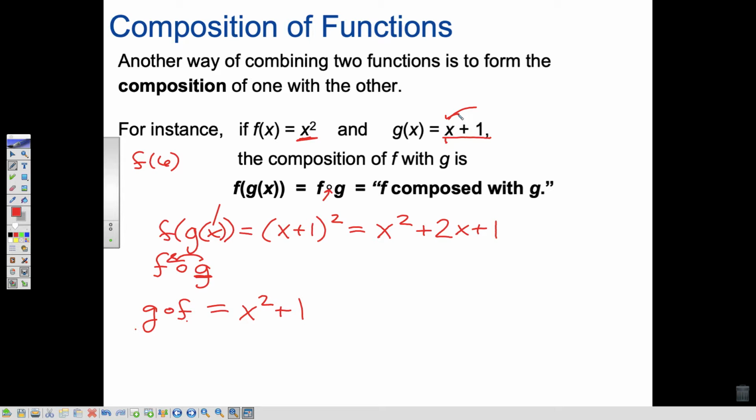Now, are they the same? No. It is not commutative. Composition of functions is not commutative. You cannot do it in whatever order you want. There are times you get the same, and that's when they're inverses of each other, and that's our next section. But in general, you do not get the same.